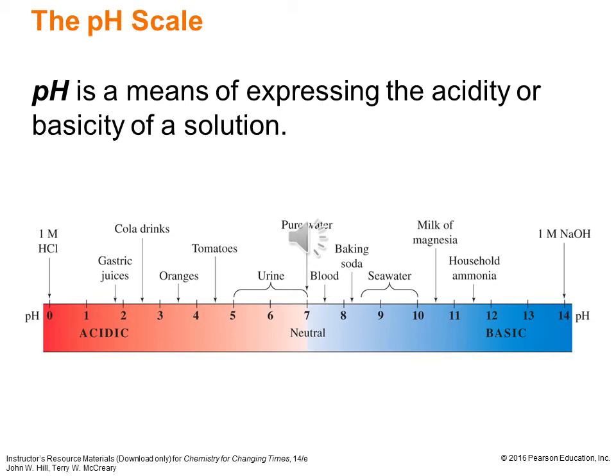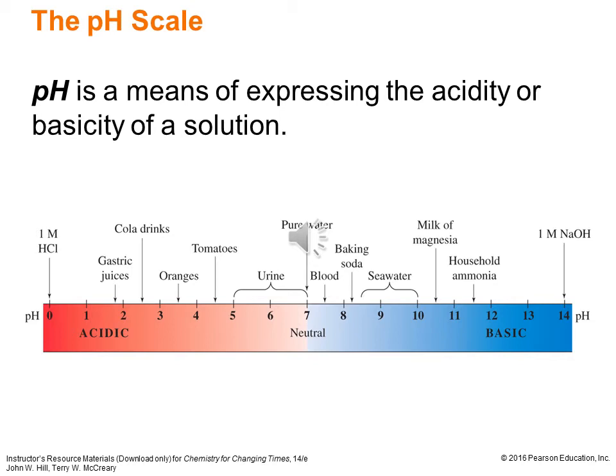So we have a number of things indicated there. Gastric juices tend to be quite acidic. There is HCl present. It's not as strong as a 1 molar HCl solution that we see down there at pH 0, but it is quite strong. Cola drinks tend to be a little less acidic. Tomatoes, oranges, we see urine has a range. It can be from roughly pH 5 to 7.